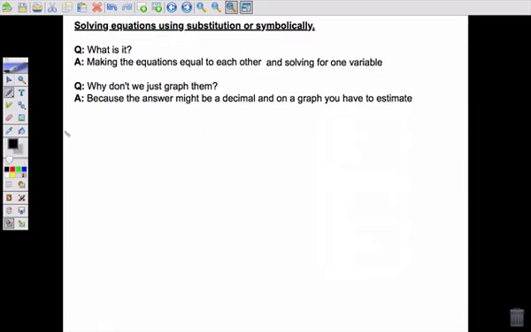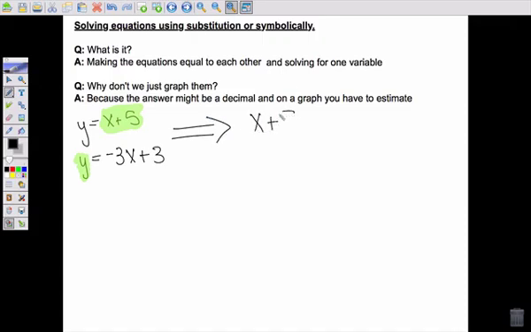Our two equations for number 4 were y equals x plus 5 and y equals negative 3x plus 3. Again, I'm going to use substitution. This time, instead of substituting just one thing, I'm going to substitute x plus 5. What does x plus 5 equal? y. So I'm going to substitute it in for this y, and that's going to look like x plus 5 equals negative 3x plus 3.